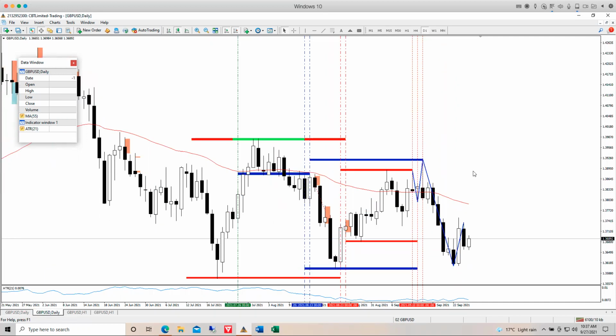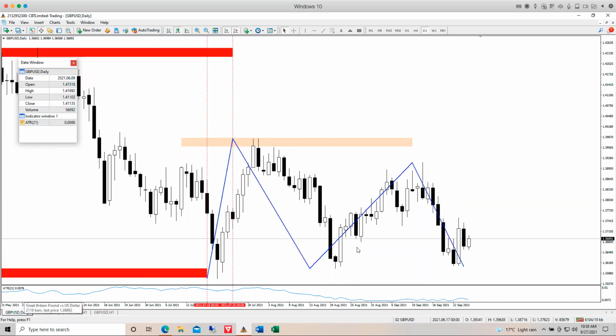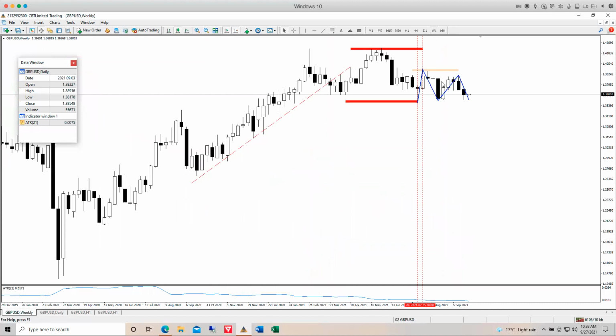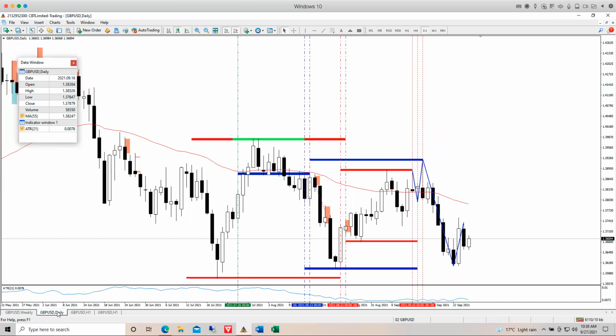Right, so moving through things a little bit quicker on cable. We did get a breakout on daily. Just want to point out that on the weekly time frame, let me just make sure that that's correct, we still are very much inside of our HTC channel, and there's no valid patterns there either.